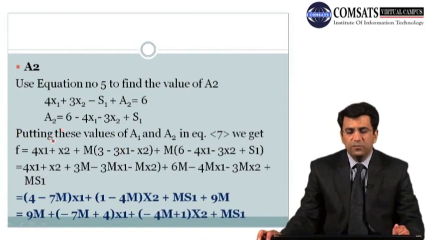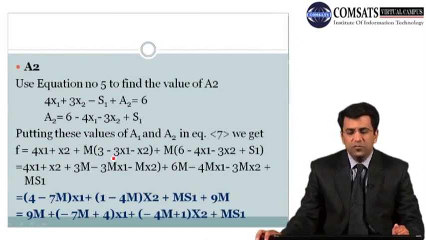So in this way we will calculate the value of a2. Now what we will do, we will put both of these values of a1 and a2 in our objective function, that is represented by equation 7 actually. So putting both of these values of a1 and a2, we will get our objective function as 4x1 plus x2 plus M multiplied by this value of a1.